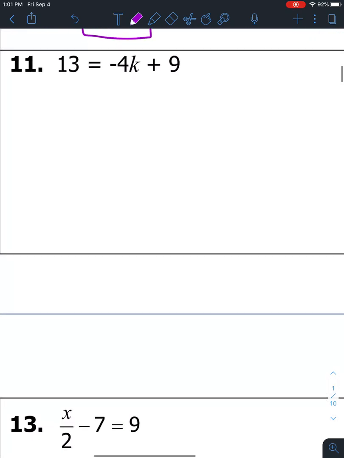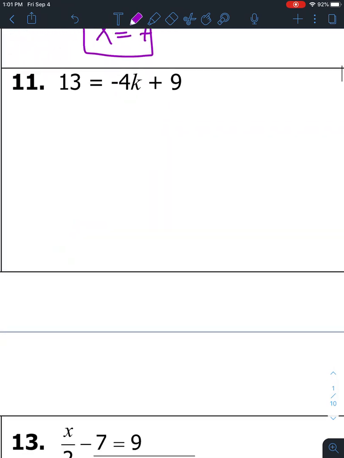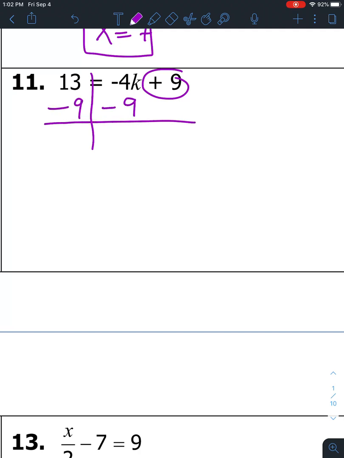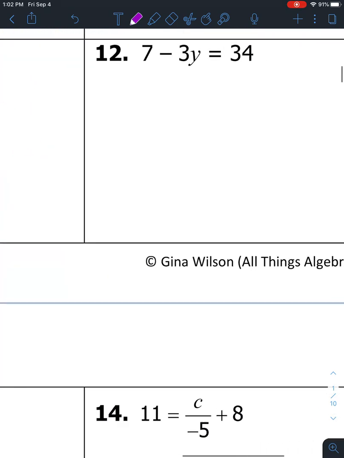Number 11. Okay, so now we're on the other side of our equal sign, exact same procedure still. Ooh, paper's running away. So it's a plus 9, so the opposite is going to be minus 9. 13 minus 9 is 4. Okay, so now my negative 4 and k are being multiplied. Again, the opposite is dividing, so we're going to divide by negative 4. 4 divided by negative 4 is negative 1. So k equals negative 1.